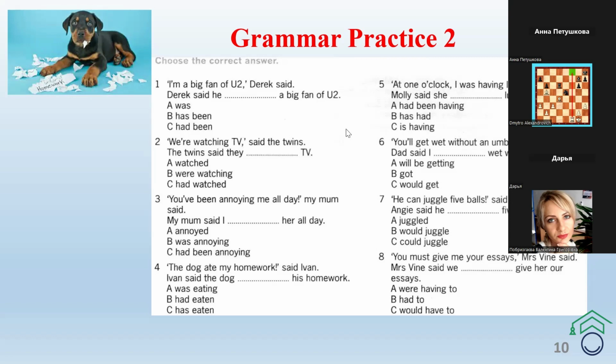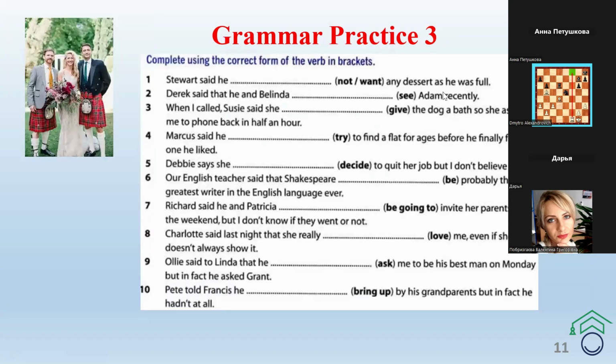So, and a bit more complicated exercise. We have to complete the correct form of the verb in brackets. Yeah. So let's get started. Андрій Курганський, can you start, please? Stuart said he didn't want any dessert as he was full. Any dessert, yeah? Stuart said he didn't want any dessert, yeah. Desert пустеля, да, dessert. You're right. One more sentence. Derek said that he and Belinda had seen Adam recently. Excellent.